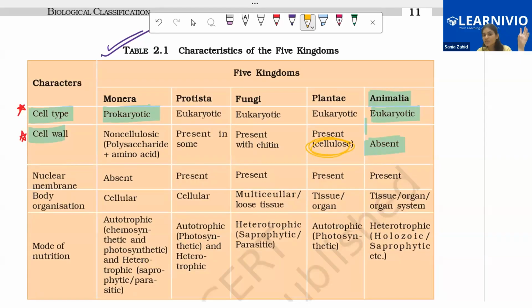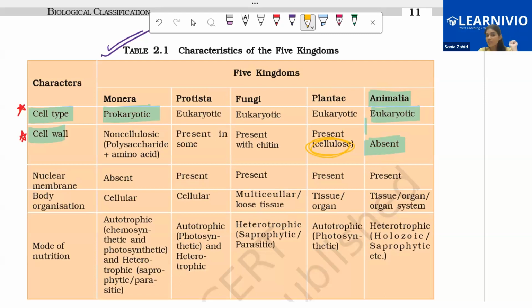And what happens? The grass has cellulose in its cell wall, and that cellulose is very hard to digest. So what will they do? The cows and the buffaloes will keep chewing their food for many hours so that their food can be digested. So with this example, you must remember that in plants, the cell wall is made up of cellulose. You can remember it with the example of cows and buffaloes.